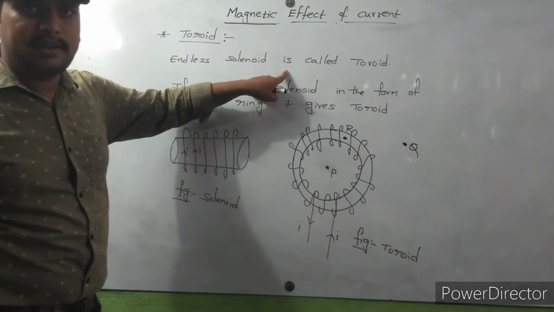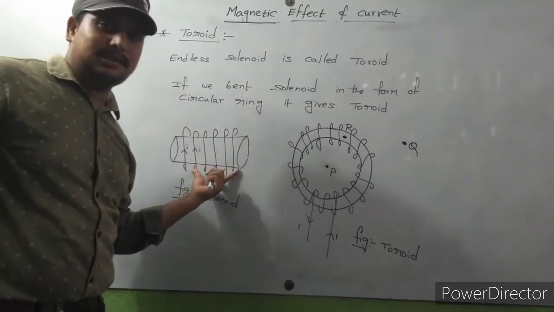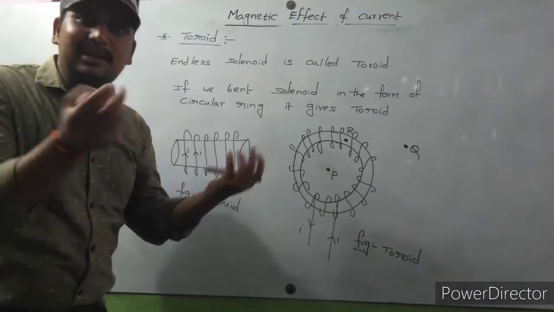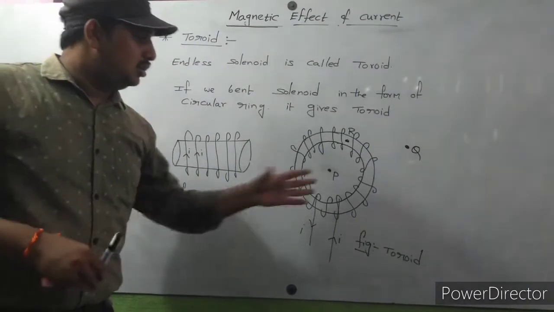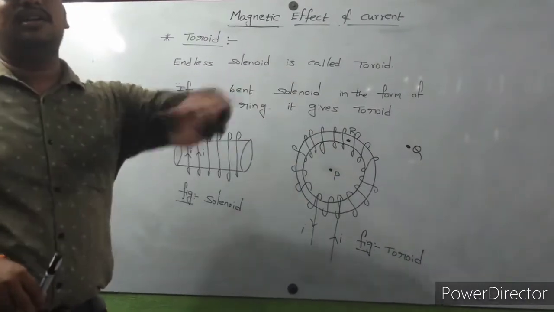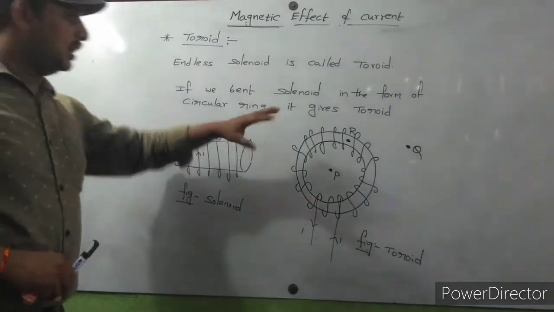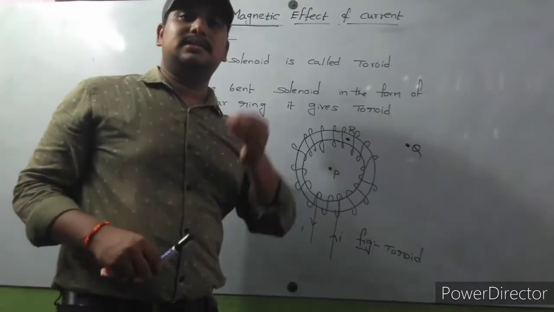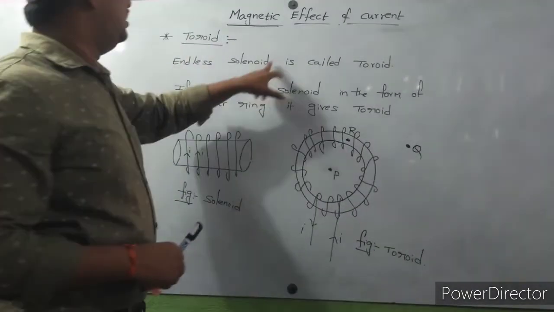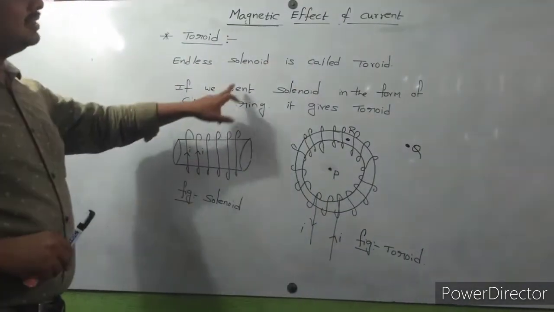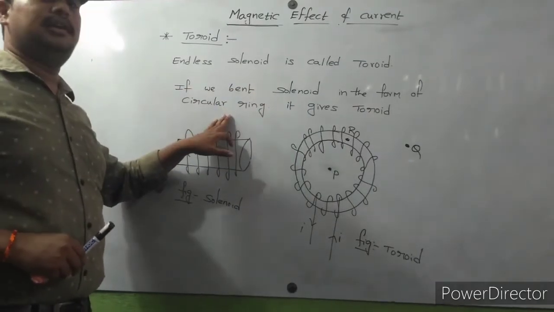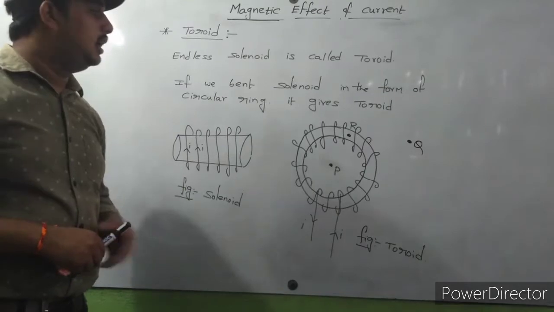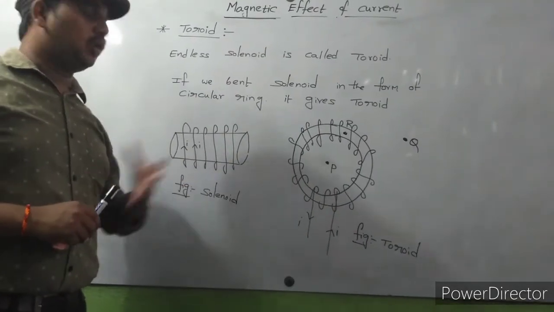Have you understood my point? A solenoid has ends. If you bend this solenoid in the form of a ring, there are no ends. That means a toroid is an endless solenoid. For a circular shape, there are no ends. That's why a toroid is an endless solenoid. If you bend the solenoid in the form of a circular ring, it gives a toroid.